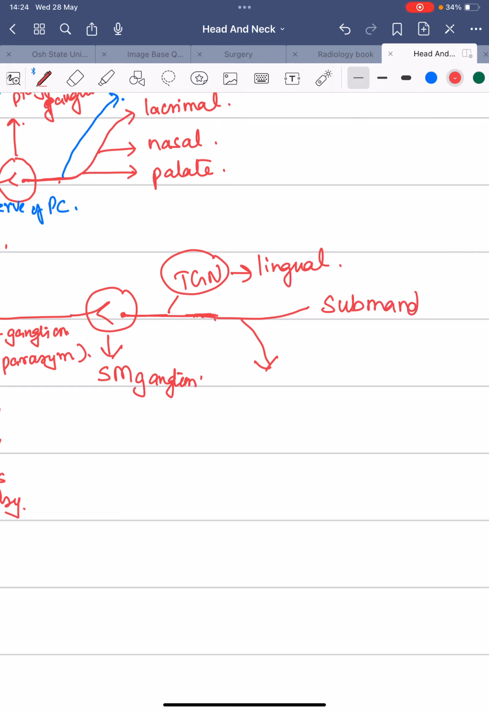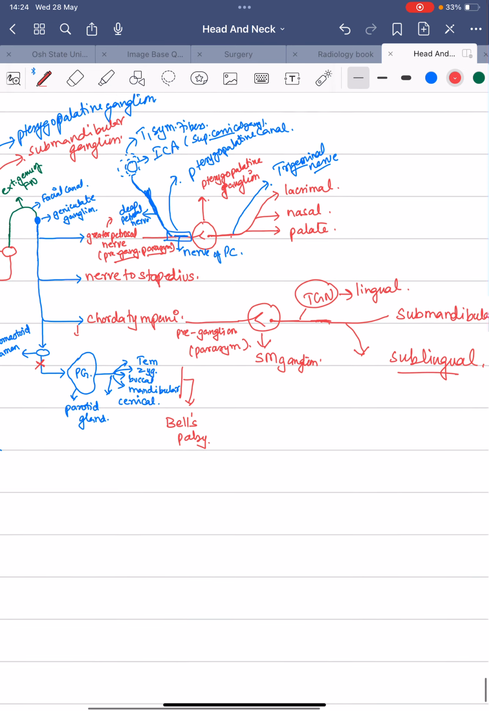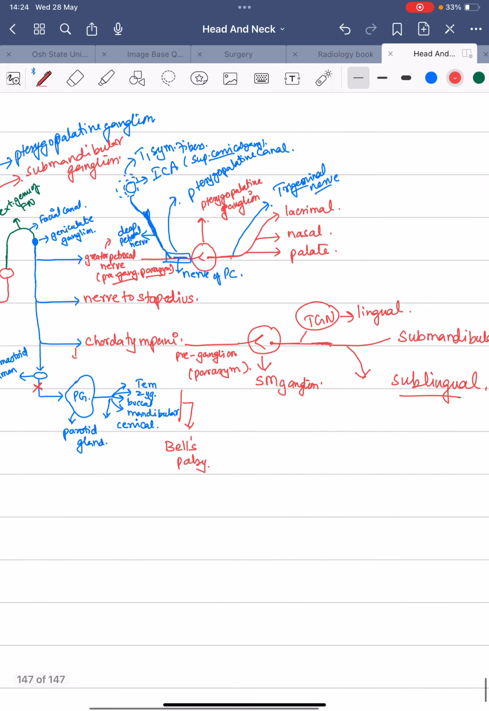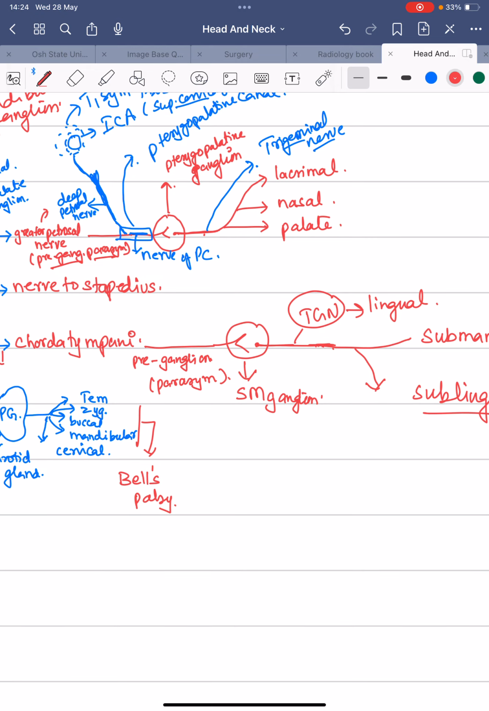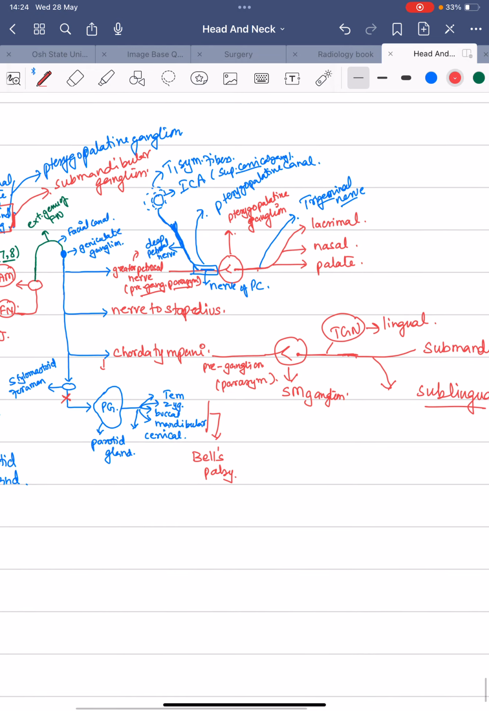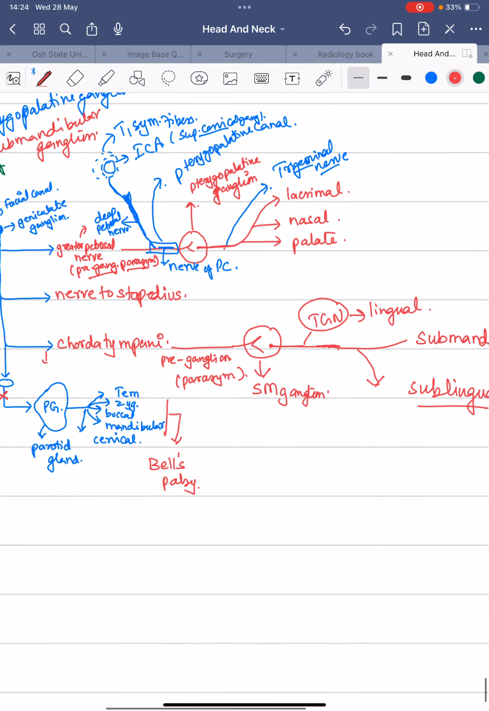Submandibular gland secretion and sublingual gland. Clear? So this is how it is innervating your nerve fibers. So once again, see all students. It's not difficult. It's very easy. Now one more thing. All these fibers, see here, they are the branches of the facial nerve.